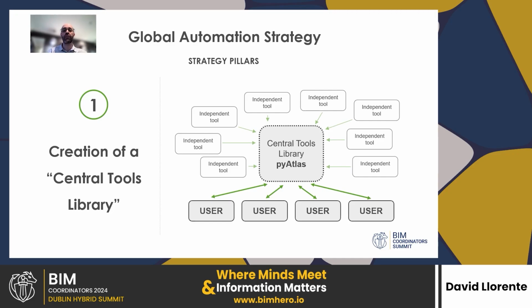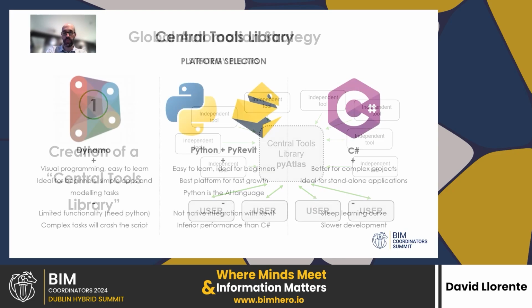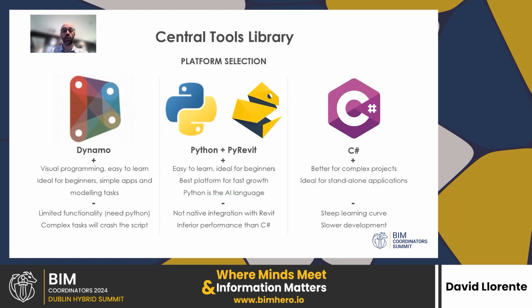The creation of a central tools library was the main goal. The idea behind this was that all these tools we were creating independently would finally end up in a central location. So the users don't need to explore or ask or request updates. All the tools are in the same place, and there is only one place to go to discover what's new and all the automation possibilities of the company. We needed first to select our preferred platform. We had three main options at that time: Dynamo, Python and Revit, or C#.